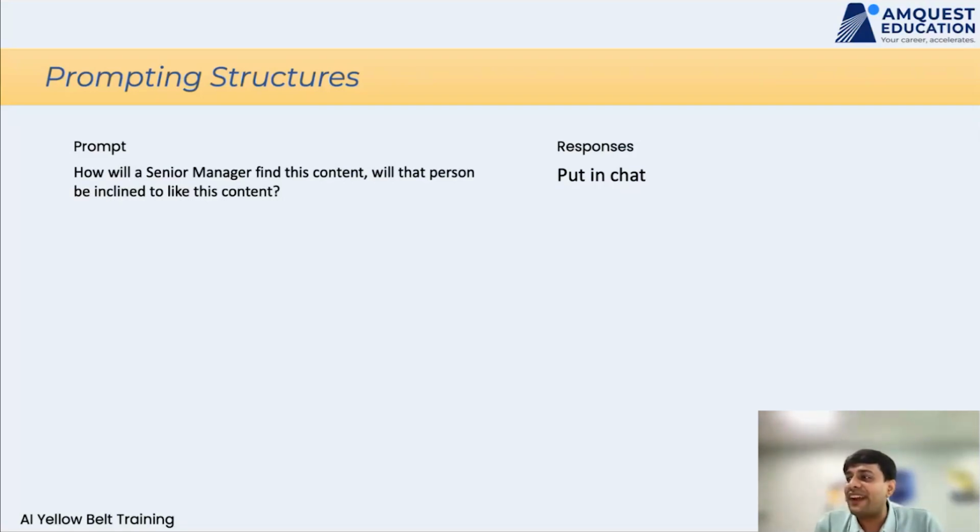How will a senior manager find this content? Will that person be inclined to like this content? Put this in the same chat and see if you get a different output, or if you feel that the answer is yes, even a senior manager would like it. Have you guys received any output? When you put this as an iteration, how will a senior manager find this content?